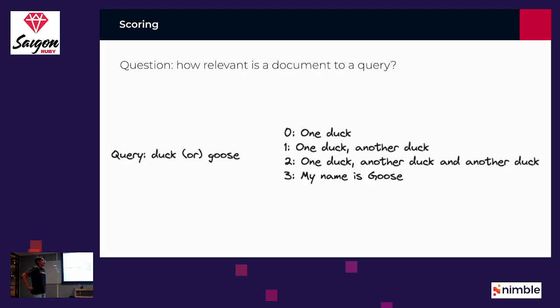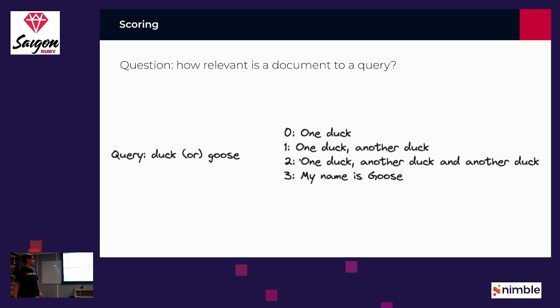So scoring is answering the question, how relevant is a document to a query? So let's reduce it to one simple example. For example, if you want to query, let's say, I know I didn't implement the or conjunction yet, but it's really easy to implement. So just pretend that we have that. So we're going to query duck or goose. So everything that contains duck or goose is going to be considered a match.